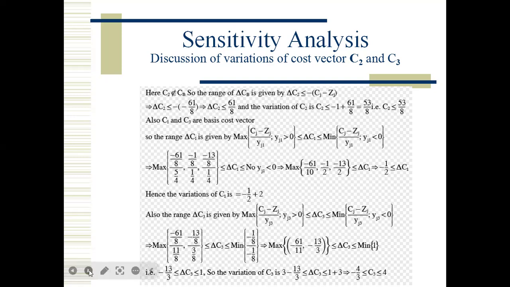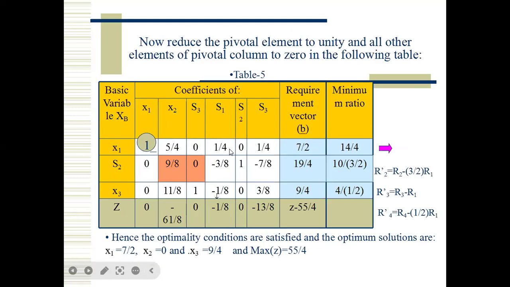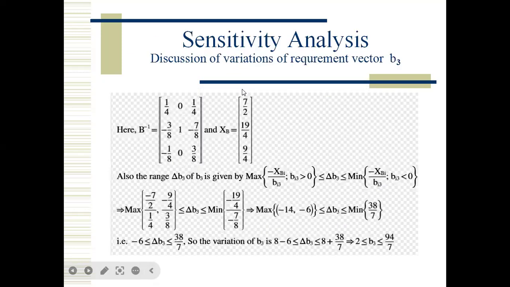Now we will discuss the variations of the requirement vector B3. Suppose B inverse equals our basic matrix inverse: 1 by 4, 0, 1 by 4, minus 3 by 8, 1, minus 7 by 8, minus 1 by 8, 0, 3 by 8. This is the B inverse, and this is the B: 7 by 2, 19 by 4, 9 by 4. This is XB.